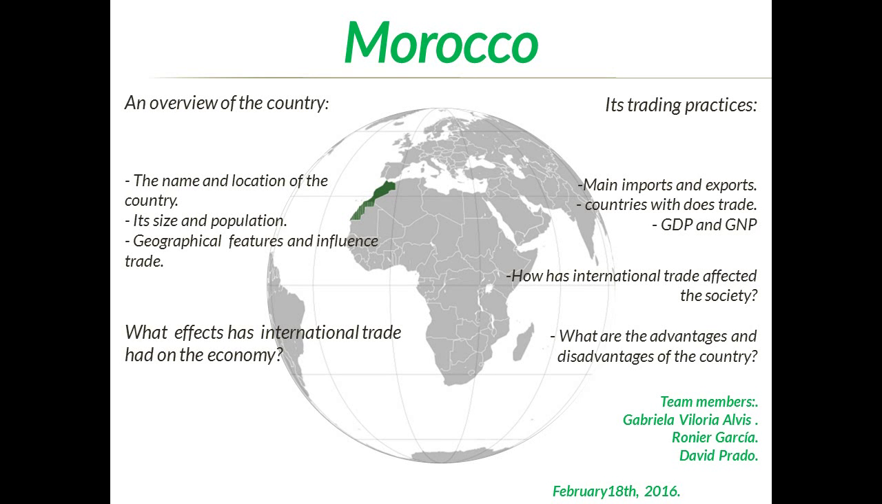Morocco. We first are going to talk about an overview of the country, the name and the location of it, its size and population, geographical features and influences trade, its trade practices, the main imports and exports, countries with those trades, GDP and GNP, how international trade has affected the society, what the advantages and disadvantages of the country are, and what effects international trade has had on the economy.